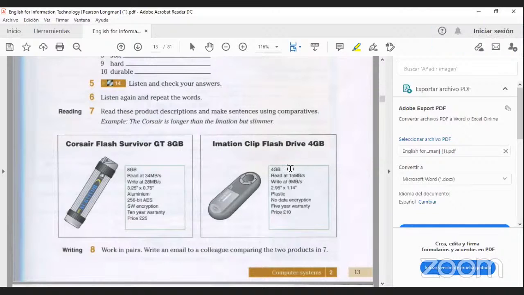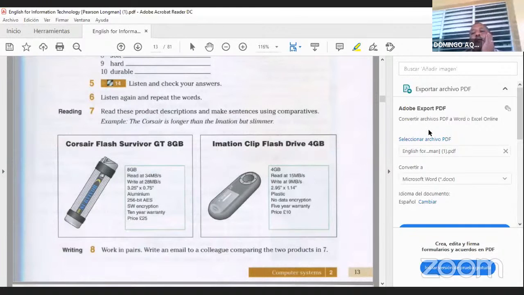Teacher, for example, the immersion clip is shorter than Corsair Flash. Exactly. That's one example. Okay, I want each student to make me one comparative sentence with the two characteristics of this device. Okay, one example, you see, the Corsair is longer than the immersion, but slimmer.